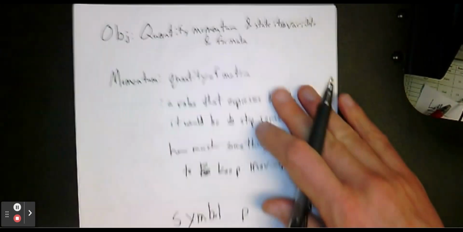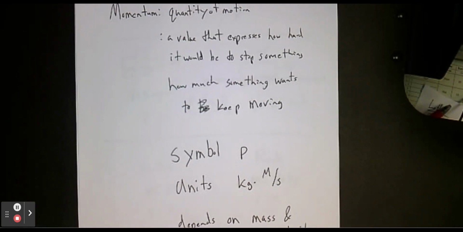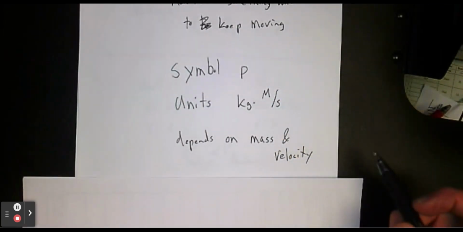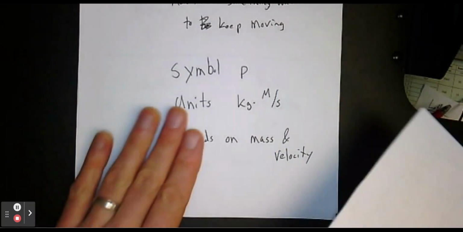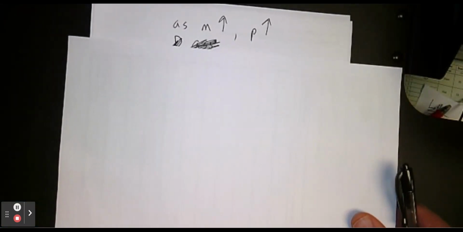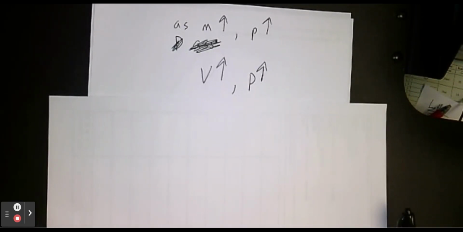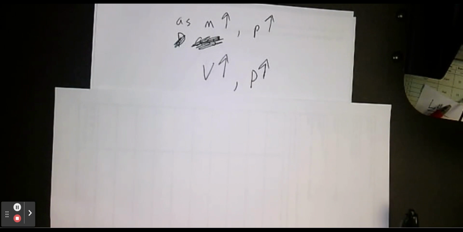Now, as I said, its symbol is P, and its units are kilograms times meters per second. It depends upon the mass and velocity of the object. It's velocity, not speed, because speed doesn't have direction. As mass goes up, the momentum goes up, and as velocity goes up, its momentum goes up. These are both directly proportional relationships.